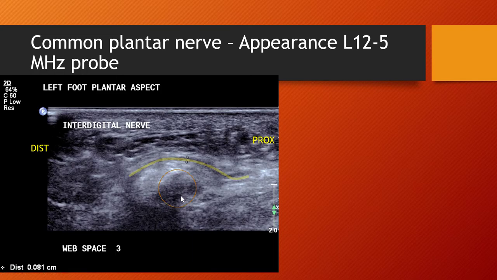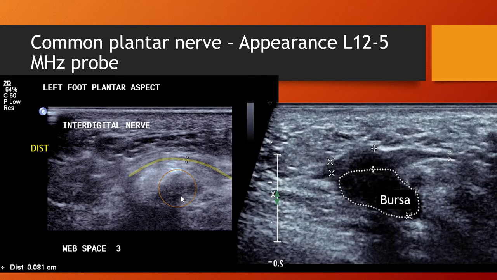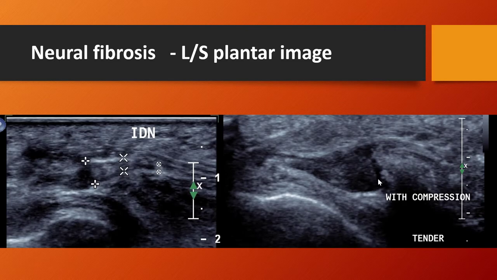And when we're asked to look for Morton's neuroma, we're essentially looking for fusiform enlargement of the nerve, like this image. So you can see there's normal nerve thickness trailing off either end of this fusiform enlargement, and the bursa has been outlined for you. It's towards the dorsal aspect. So what makes a good image and a bad image?